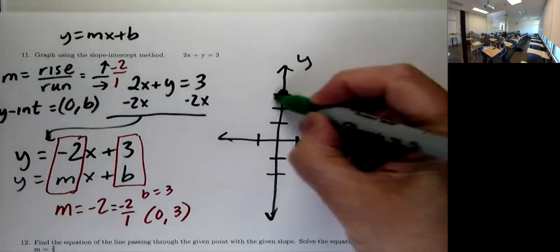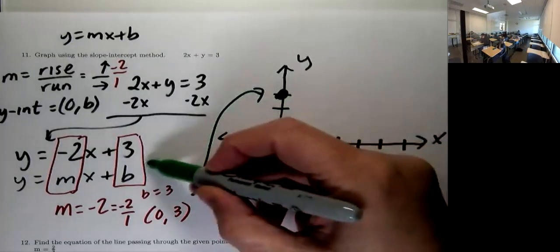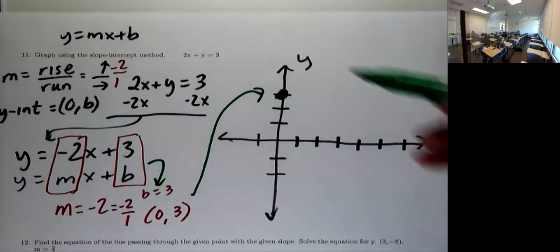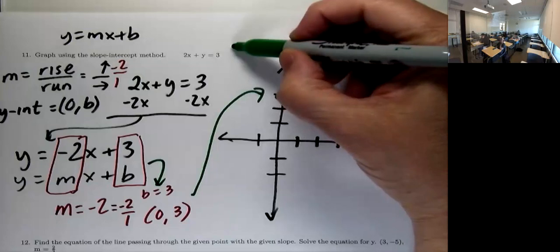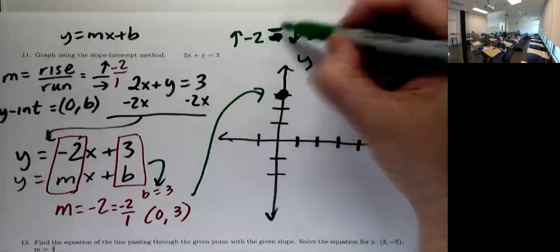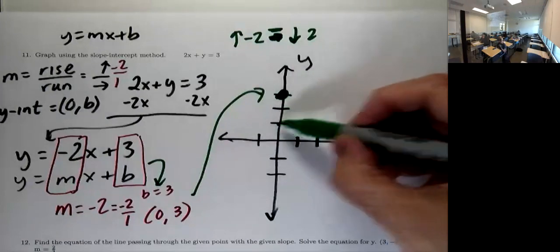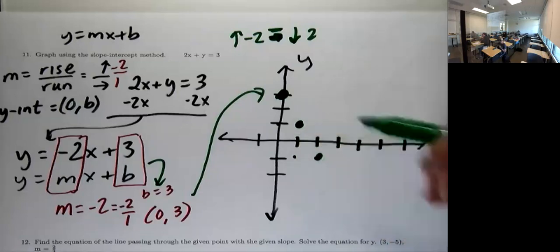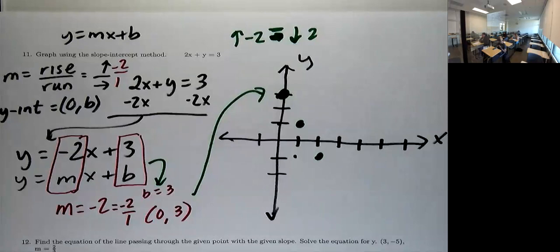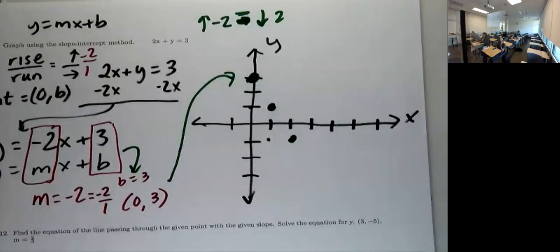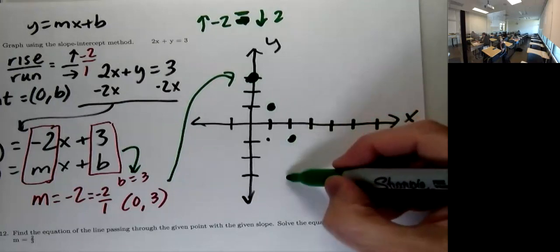0, 3 is right there. That's from my feet. And I am going to want to go up. Negative 2 is the same thing as going down 2. So I want to go down 2 and right 1. If you do a few points like that, just keep going down 2, right 1. It makes connecting the dots pretty easy. Down 2 and right 1.